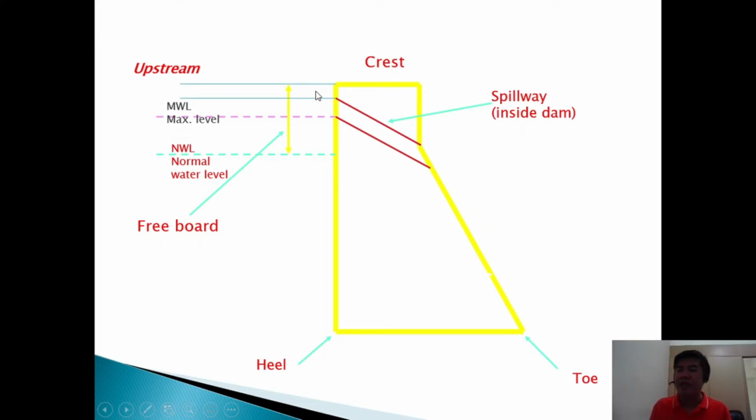Of course, you have the maximum flooding, and which flood height will you be using in your design. So you have the normal water level also. So this is the upstream side. You have the spillway inside the dam, and this is your downstream side. So that is the whole structure of the dam. It is just the basic elements of the dam.